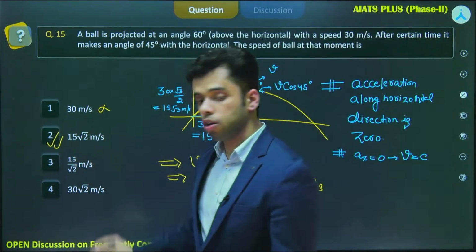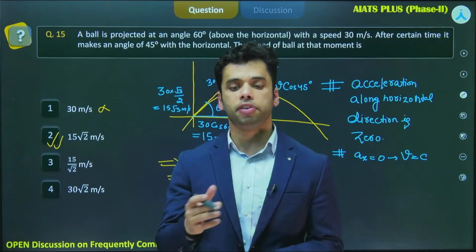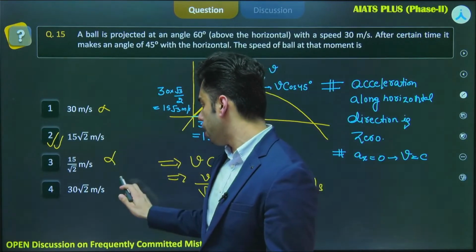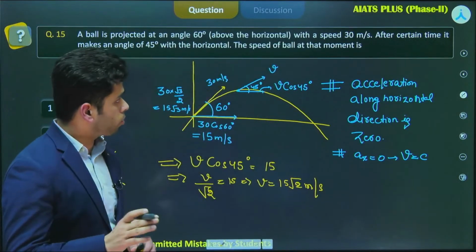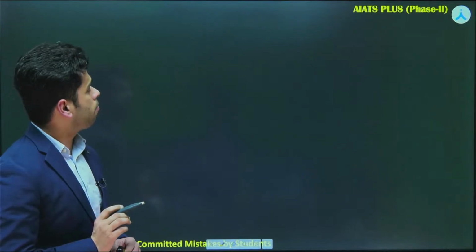So 15 root 2 meter per second, that is option 2, should be the correct answer. This 30 is wrong. Not 15 by root 2, it should be 15 root 2. So this one is also wrong and this one is also wrong. So correct answer is option 2. Now dear students, if you have understood this problem, attempt this problem.